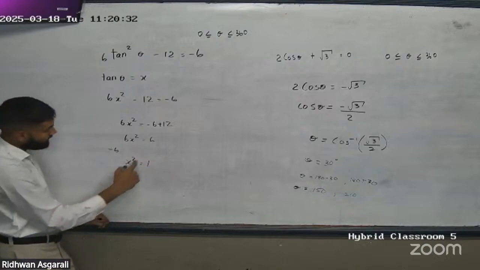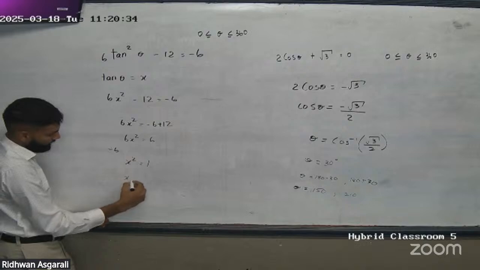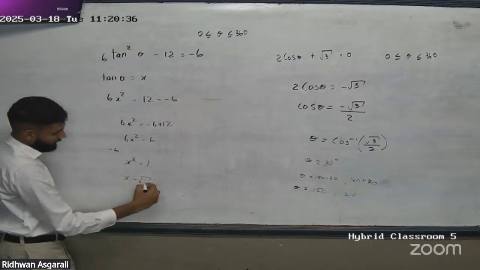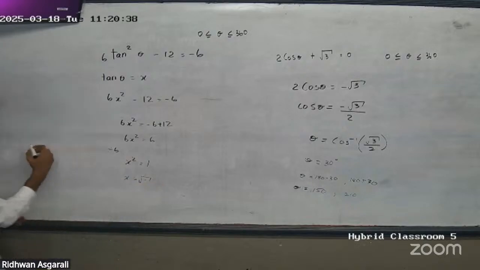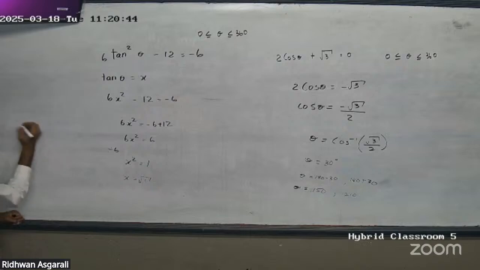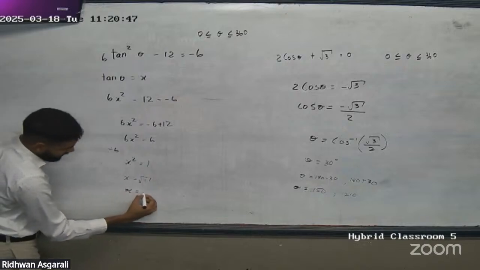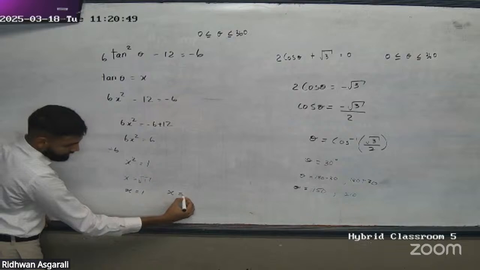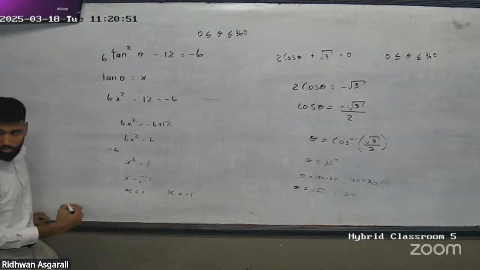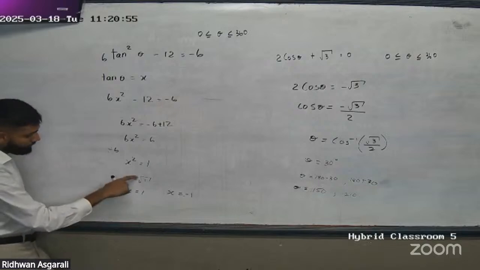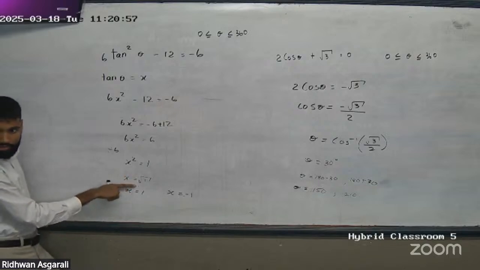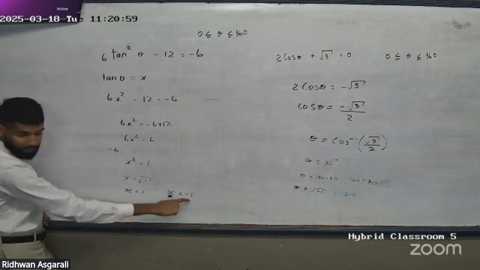Right? How will you get rid of a square? Square root this, yeah? When you have a square root, you just have a plus and a minus number here. So we will get x is 1 and we will get x is minus 1. Yeah? When we have a square root, we have a positive and a negative number, 1 and negative 1.